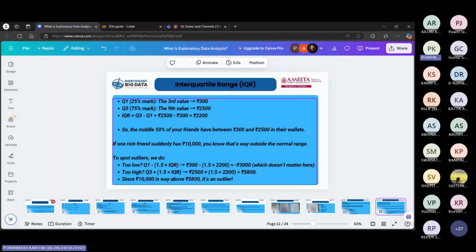Why do we use this? Because, as we know, outliers distort reality, and from this we can eliminate outliers.